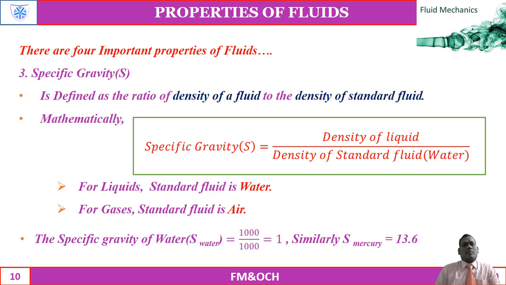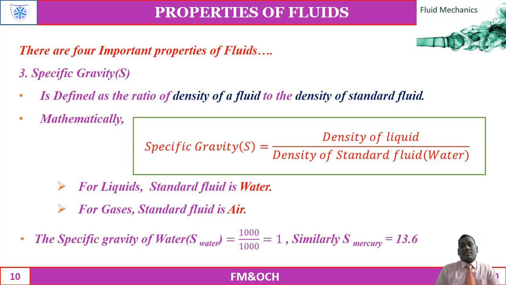Now, another property is specific gravity. It is defined as the ratio of the density of a fluid to the density of a standard fluid. Mathematically, the standard fluid we generally treat for liquids is water, and the density of the fluid is the one we are interested in for the particular type of liquid. If the fluid is a gas, we consider the standard fluid to be air.